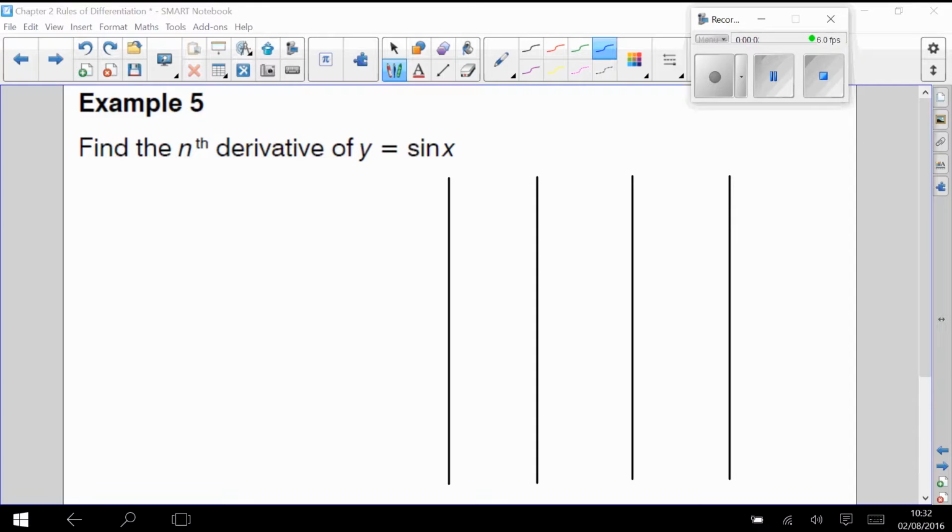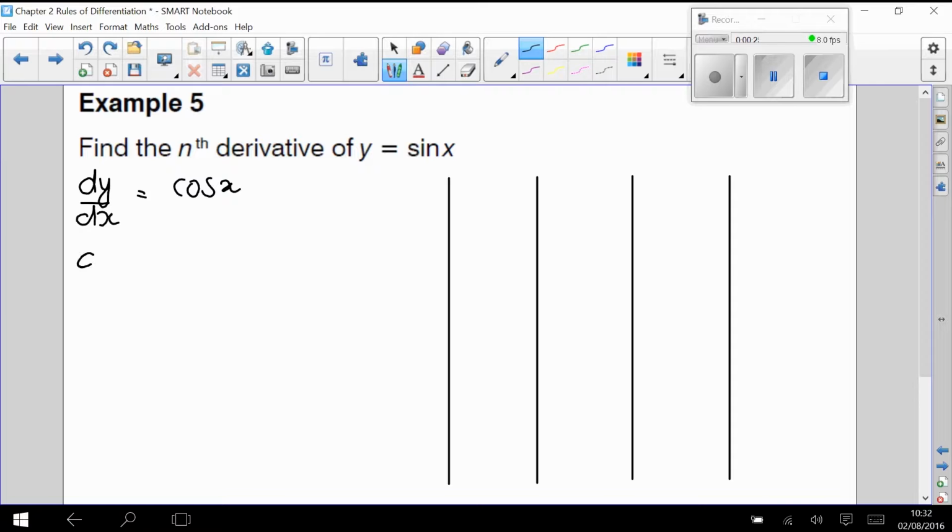In example 5, we're going to try and develop a formula to find the nth derivative for the function given by y equals sine x. I'm going to start with the first derivative, and I'm going to write that as dy by dx. The derivative we know of sine x is cos x.